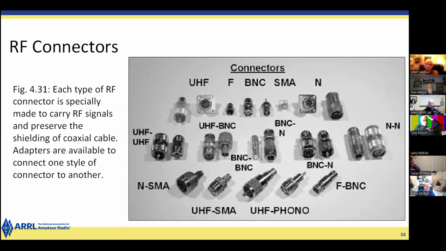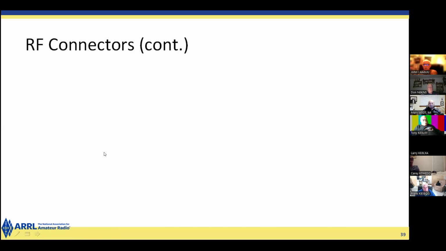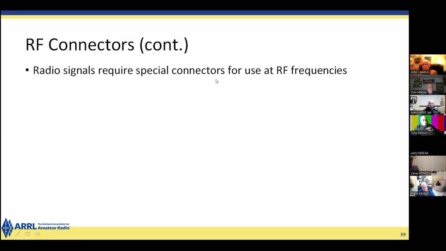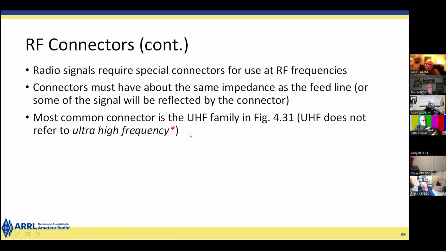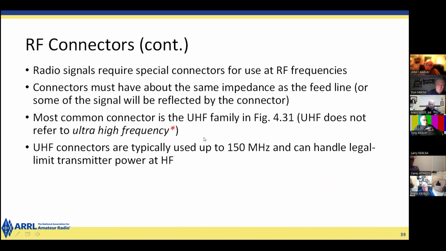Each type of RF connector is specifically made to carry RF signals and preserve the shielding of the coax cable. Adapters are available to connect one style of connector to another. Radio signals require special connectors for use at RF frequencies. Connectors must have about the same impedance as the feed line, or some of the signal will be reflected by the connector. The most common connector is the UHF family. UHF does not refer to ultra-high frequency, which I always thought it did, but okay.